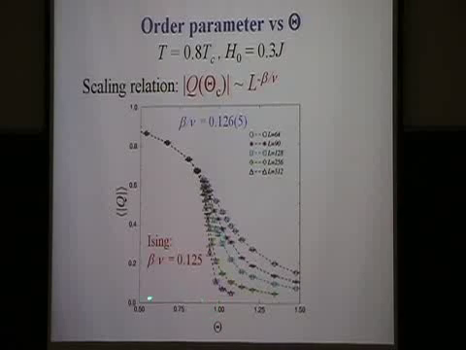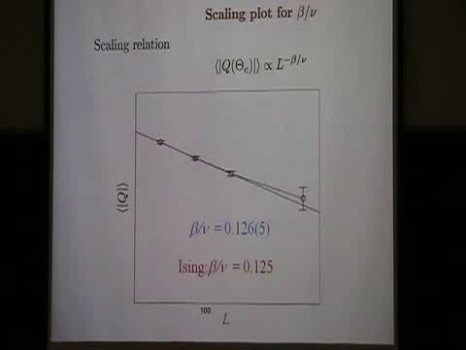And here, as you see, when we do the finite size scaling, we get very good agreement with beta over nu for the Ising model. Here's a scaling plot that I based that one on, just plotting the average magnitude of the order parameter versus L on a log-log scale.